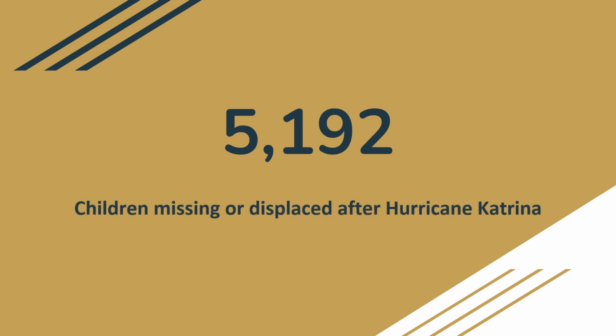All right, so I want you to think back to 2005 after Hurricane Katrina, 5,192. Any ideas on what you think this number may represent? If you guessed it was the number of children missing or displaced after Hurricane Katrina, you would be right. It took over 6 months for the last child to be reunited with their family. So it's a lot of time between the incident and getting that child back home. There were a lot of kids missing as well.